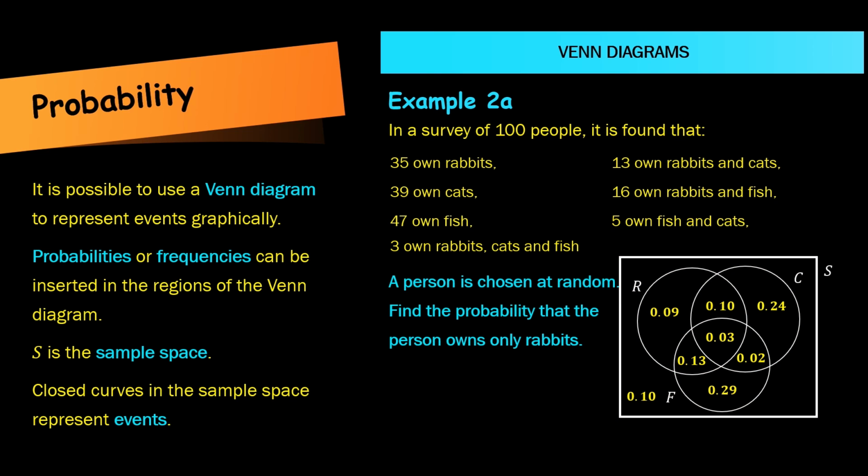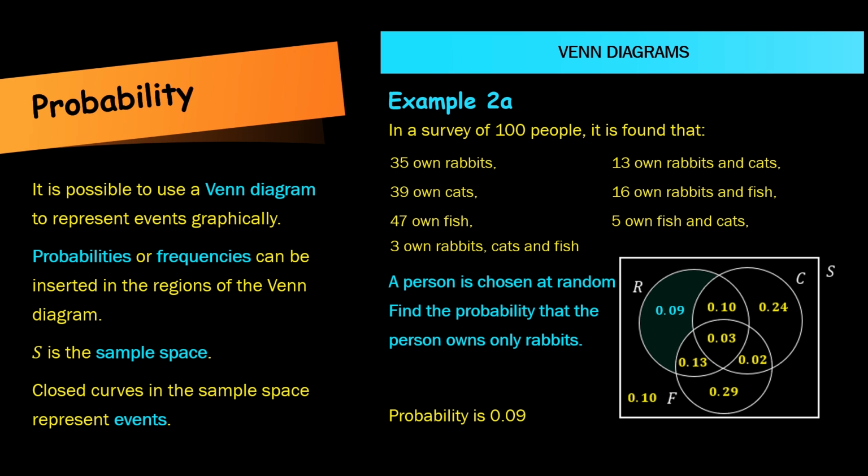And now for example 2a. A person is chosen at random. Find the probability that the person owns only rabbits. Clearly, somebody owning only rabbits is in this shaded region here, so the probability is 0.09.